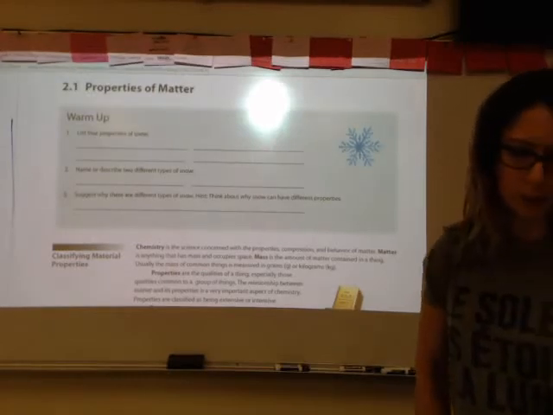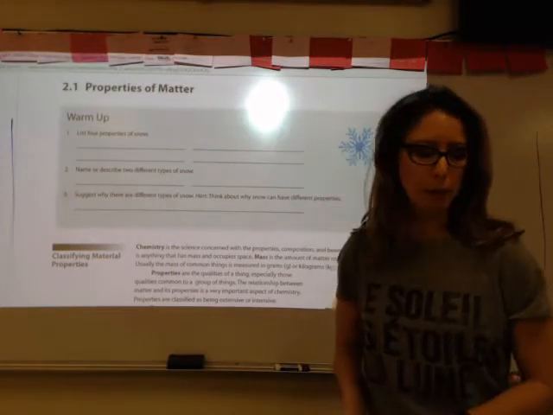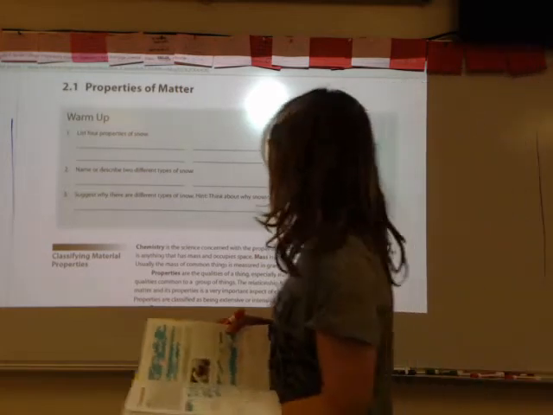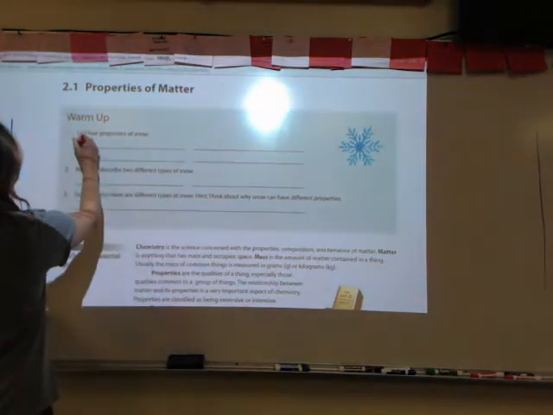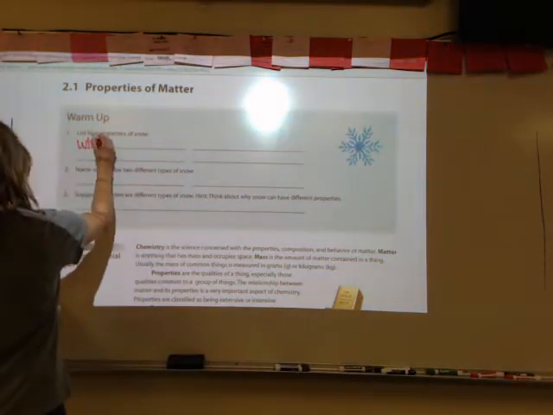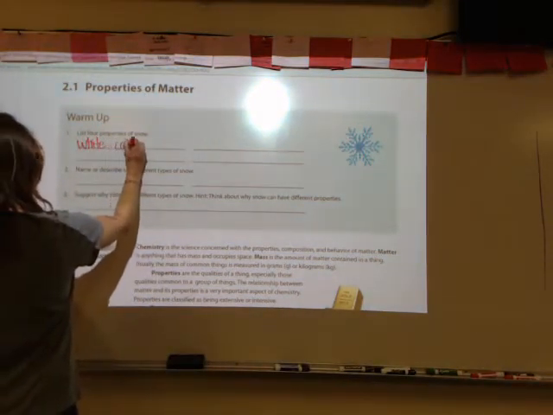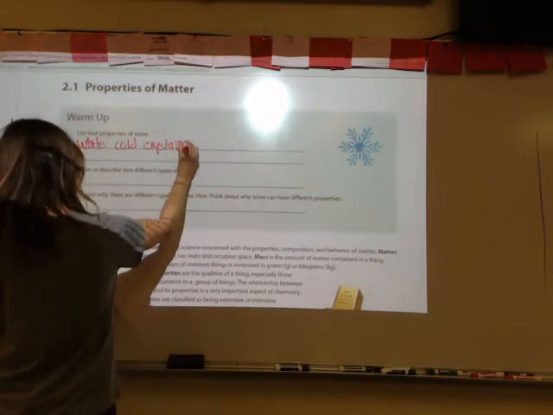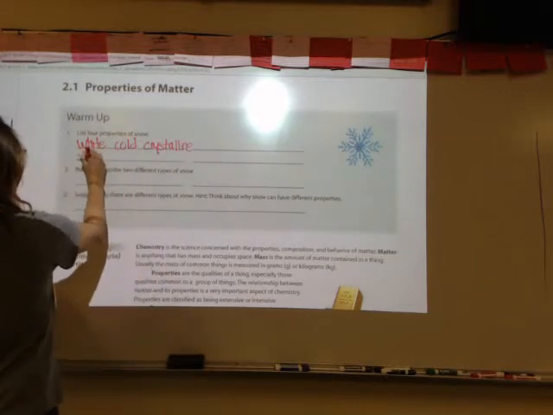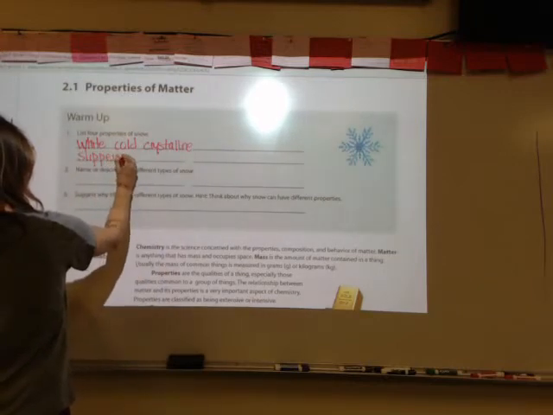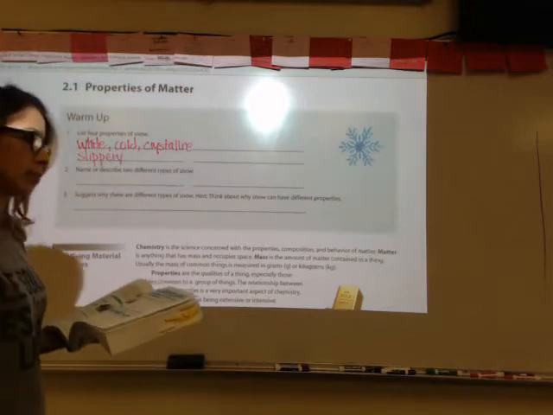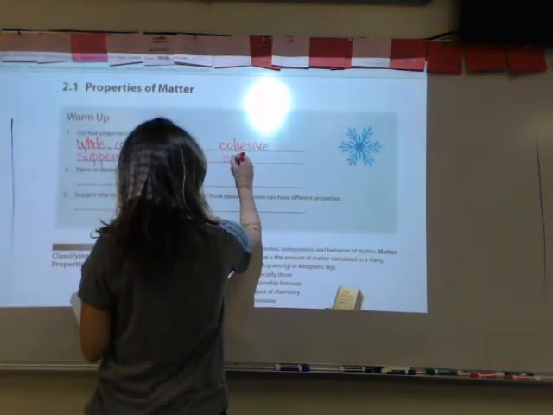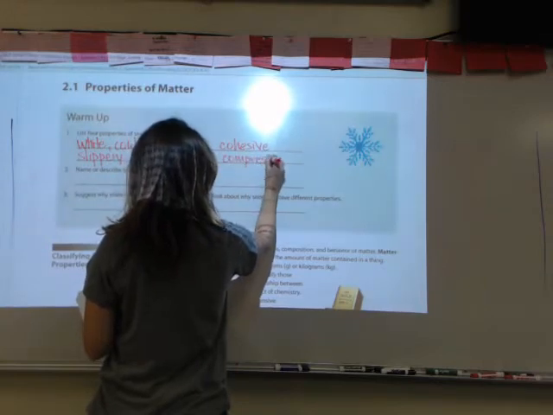Okay, we're looking at properties of matter, and let's take a look at the warm-up. It says list 4 properties of snow. So there are a number of different things you could put here. It's white, it's cold, it's crystalline, it can be slippery, it is cohesive, it's compressible, just to name a few.